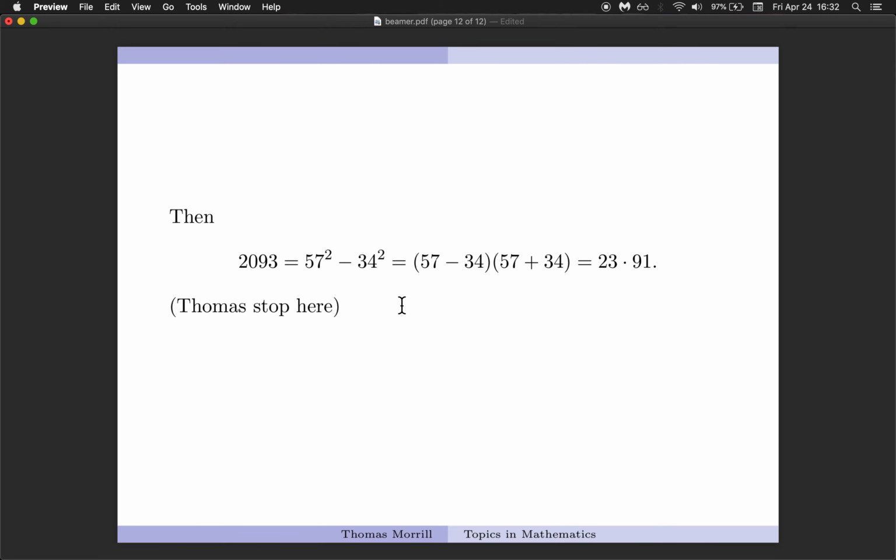Now that I have the equation written this way, here I have the difference of two perfect squares. No matter what they are, this expression will factor. Here I get 57 minus 34 times 57 plus 34. So whatever these say, this is x squared and y squared. Difference of squares factorization says that I will get x minus y times x plus y every single time. It's a really cool algebra trick.